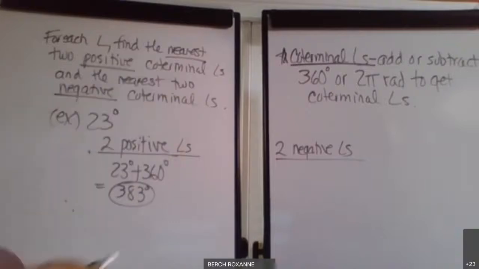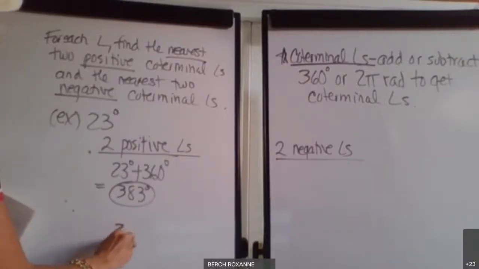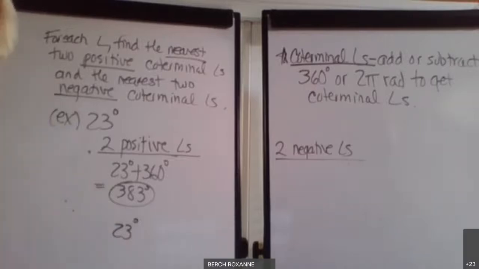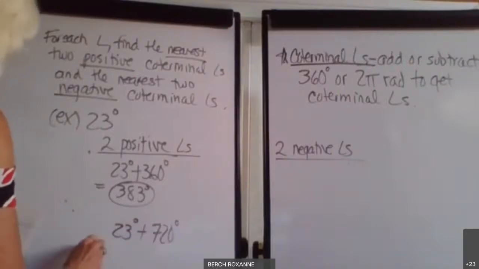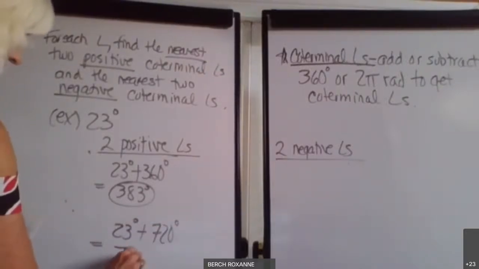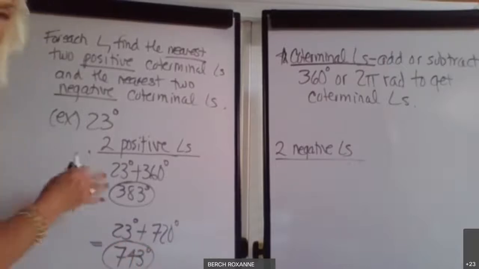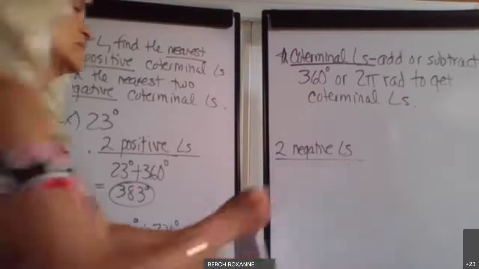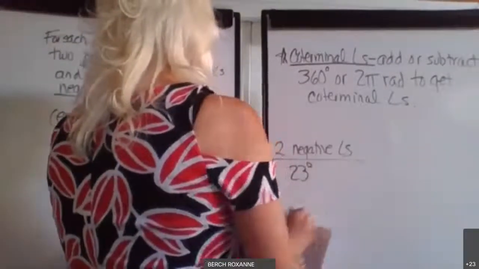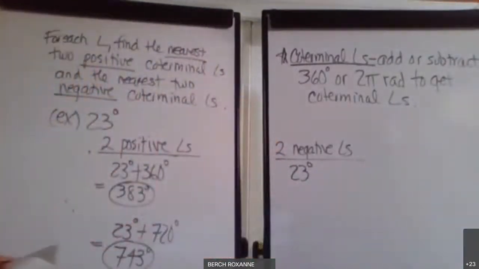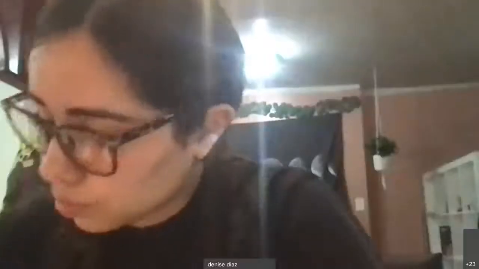How would you find the other one? Couldn't you just double 360? So isn't doubling 360 720? So what would that be? 743? So those would be the nearest positive coterminal angles. How would you find the negative ones? Subtracting 360. So what would that be?